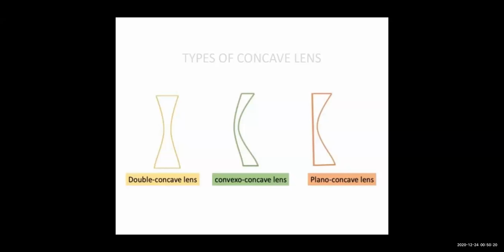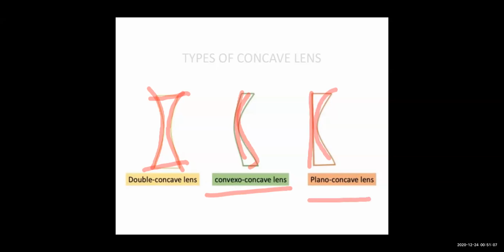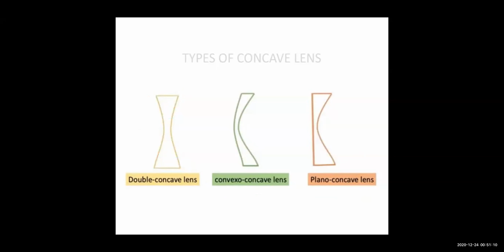So here again, children, the first lens, this side is concave, this side is concave. So this is your double concave lens, which in simple terms we call concave lens. Next one, if you see children, here one side is convex and other side is concave. So this is a convexo-concave lens. In the third one, this is plane side and this is a concave part. So this is your plano-concave lens. So these are the types of concave lenses.